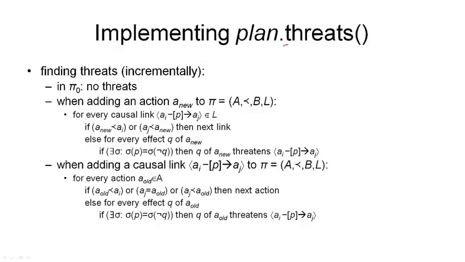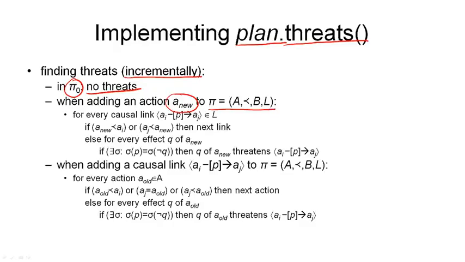Next, we have to compute the threats that exist in our current partial plan. And again, we will do this incrementally rather than compute them every time we go through the loop. And we start with our initial plan pi0 that simply contains no threats, so that is very easy to compute. The other cases are a little more complex. New threats can be introduced into our plan every time we add an action to our plan. So suppose we're adding our action A new to our plan, consisting of the usual things.